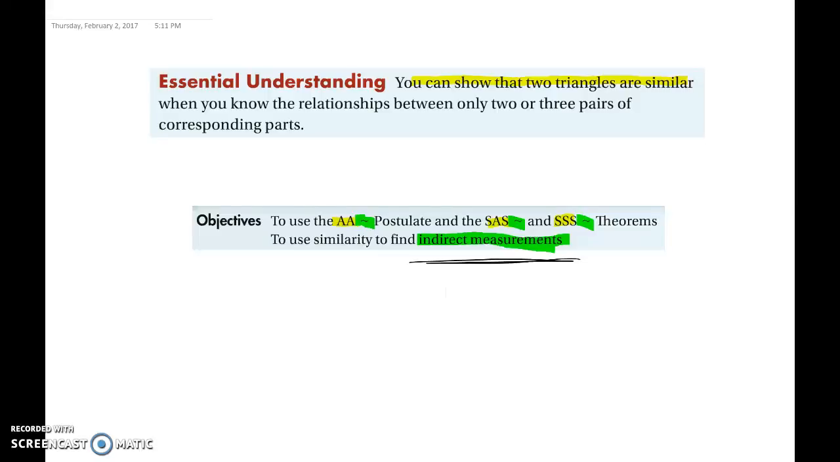All right, so the last part of this section is we're going to go through indirect measurements. Our objectives for this section were to be able to use angle-angle similarity, side-angle-side similarity, and side-side-side similarity, which we've already gone through. And then the last one is to be able to use similarity to find indirect measurements.